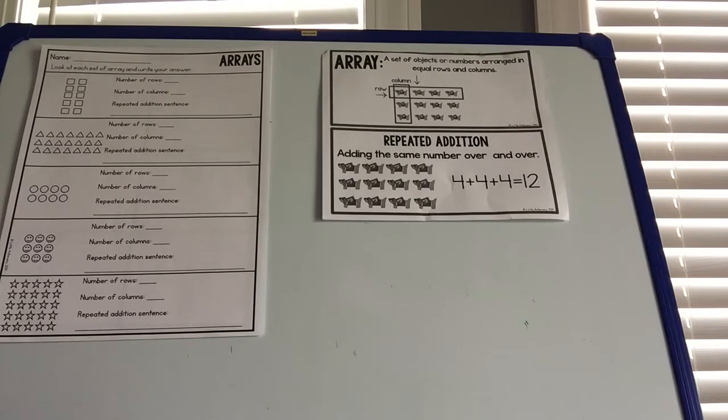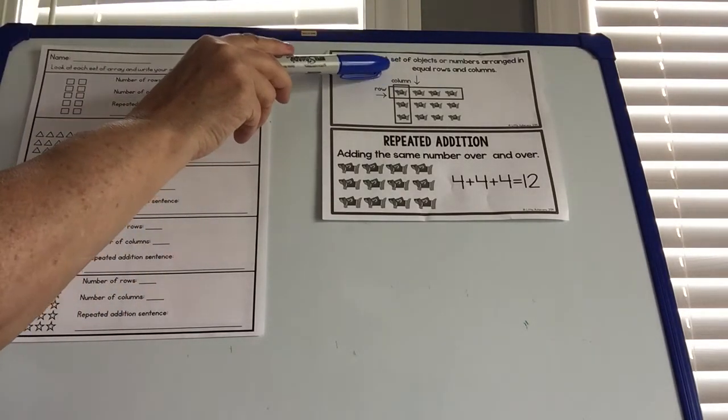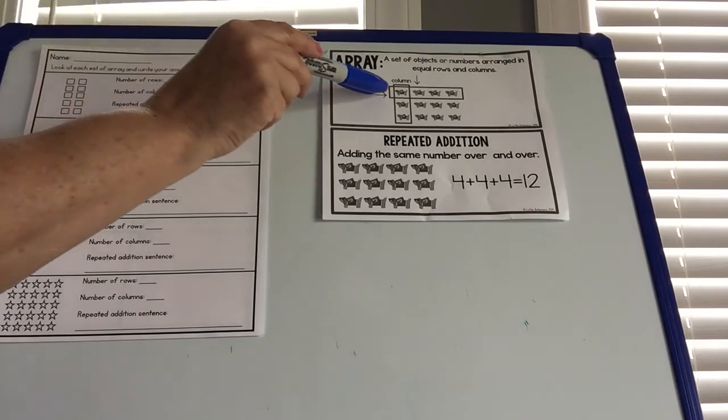Today we're going to review an array. Mr. Martin introduced arrays for you in the previous lesson, so let's go over it before we begin. An array is a set of objects or numbers arranged in equal rows and columns. Well, remember what a row is.